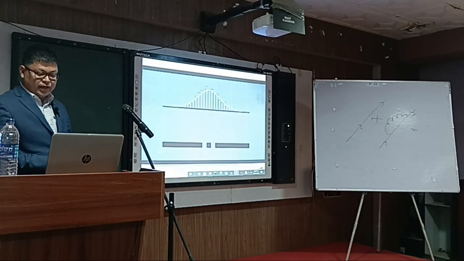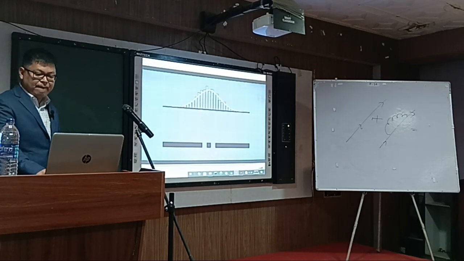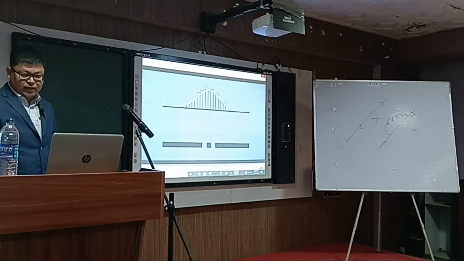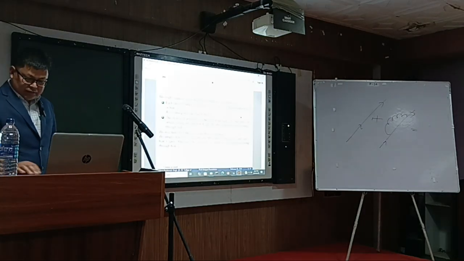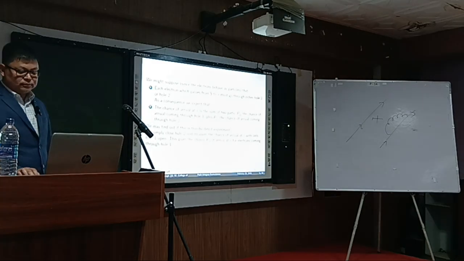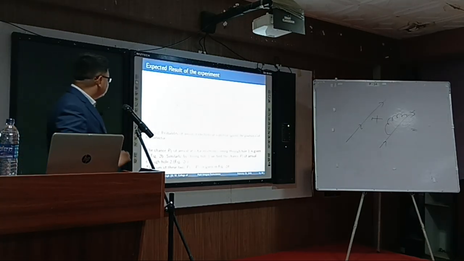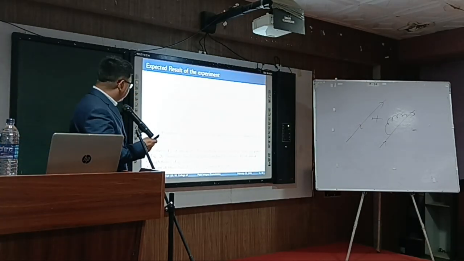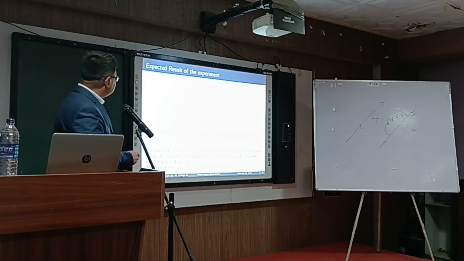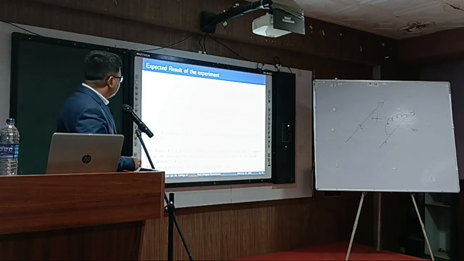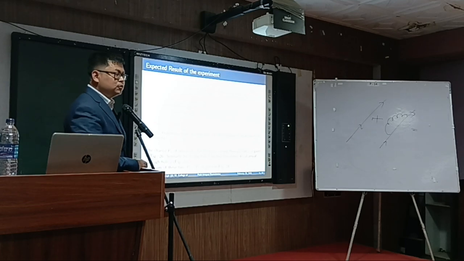So I'll stop the video now and I'll go full screen. So this was the expected result. I'll try to explain this. This was the electron distribution when hole number 1 was open. This was the electron distribution when only the second hole was open. And this was the expected distribution when both the holes were open.